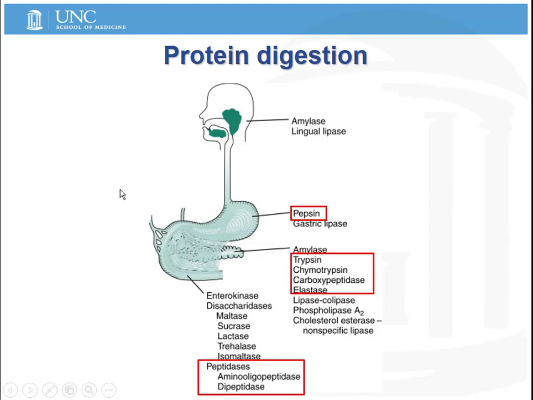This is just an overview of the components important in protein digestion. So protein digestion begins in the stomach with digestion by pepsin. It then continues in the small intestine with secretions of pancreatic proteases, trypsin, chymotrypsin, carboxypeptidase, and elastase, until finally small peptides are digested by brush border peptidases, the amino oligopeptidase and dipeptidases, for example, that break them down into the absorbable amino acids, dipeptides, and tripeptides.